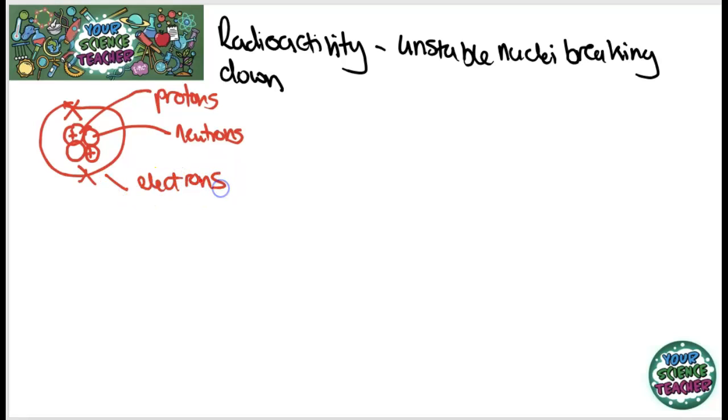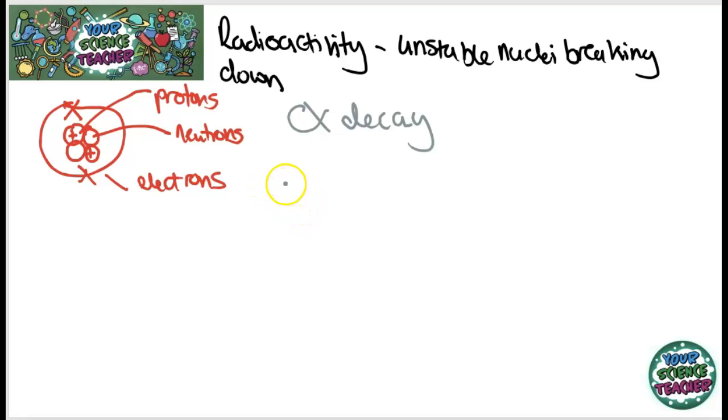Now, there are 3 different types of radioactive decay that nuclei can undergo. And by nuclei, I mean the central part of the atom, the protons and the neutrons. The first type of decay we will look at is alpha decay. Alpha decay is incredibly interesting because the nucleus loses a whole helium nucleus. So you have a really heavy nucleus and it gets rid of a whole helium nucleus.